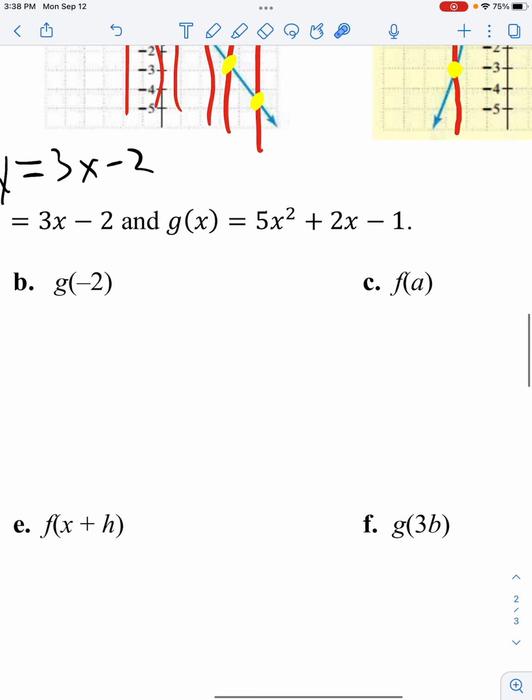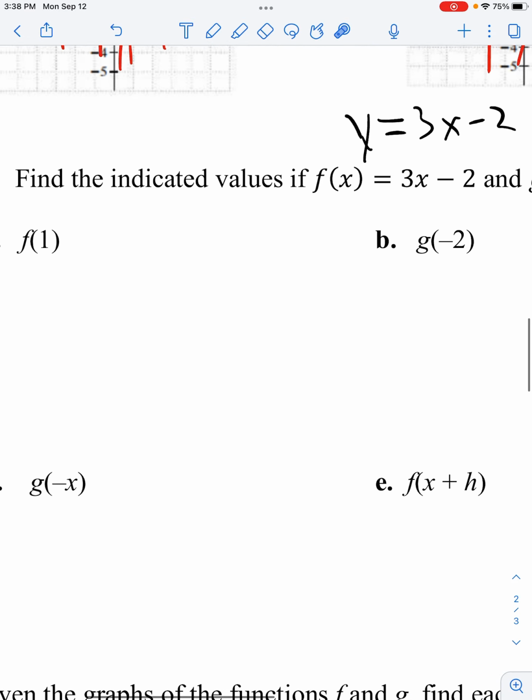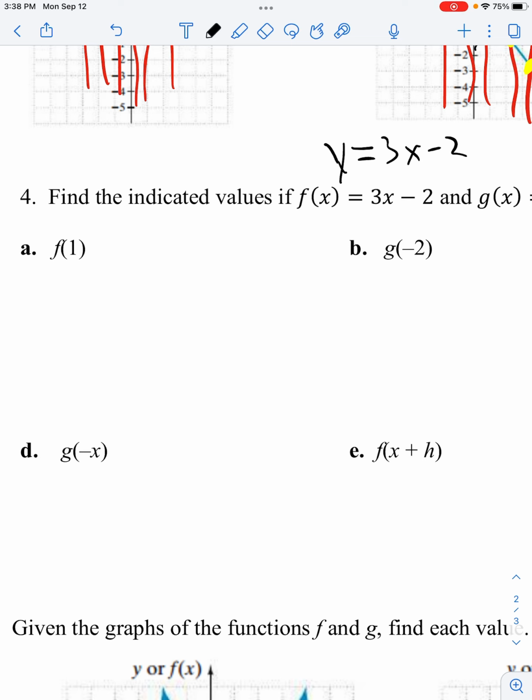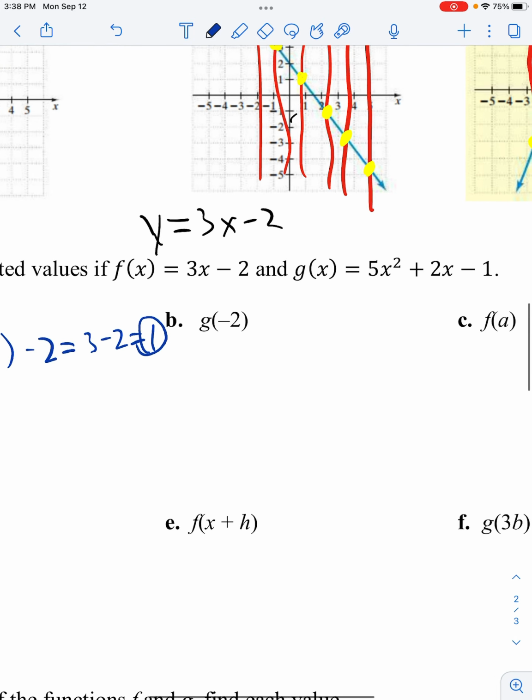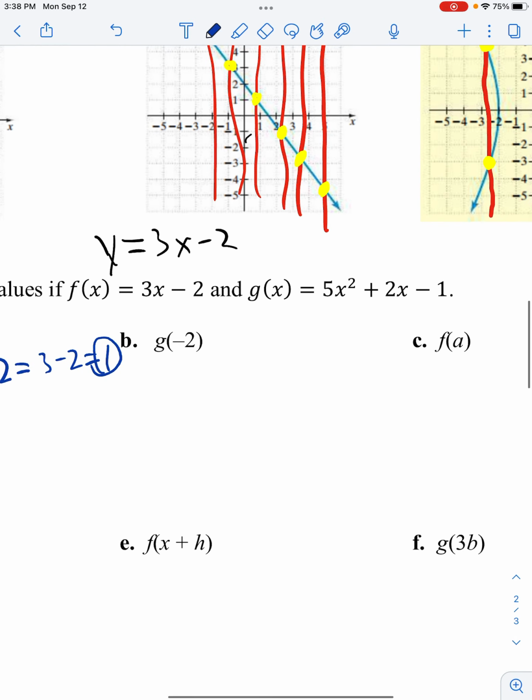Okay, so over here on part A, f of 1 is what I get when I plug in 1 for x over here. So I get 3 times 1 minus 2, which equals 3 minus 2, which equals 1. So there's that.